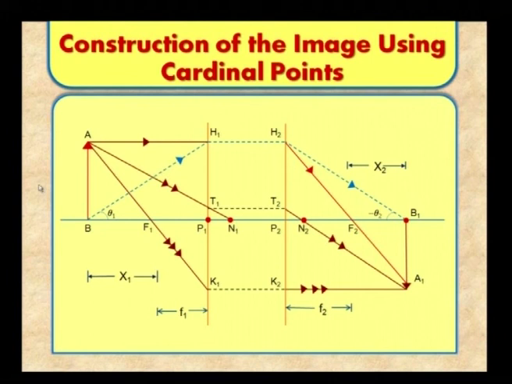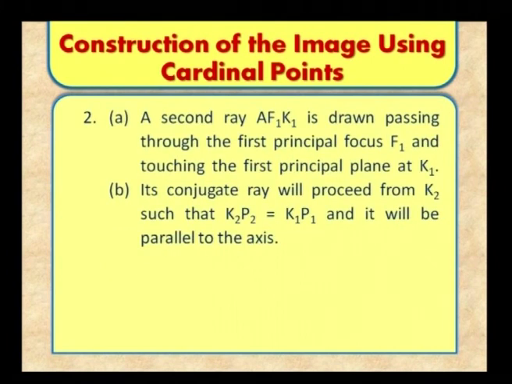So, we have been talking about two light rays. One is taking this route AH1, and the other one is traversing along the path AF1K1, then K1 and K2 are the conjugate points, then from K2 it arrives at A1. There is yet another light ray coming from A that also should be considered now. That is the third ray that will be coming from the object point A.